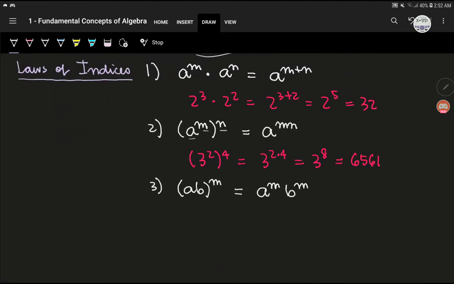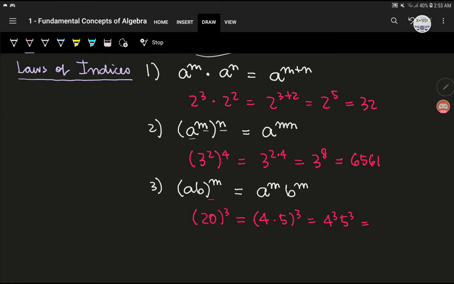So for this law, we have an example. I take a simpler example. Let's say we have 20 to the power of 3. We know that 20 is a product of many numbers, but I prefer to write 20 as a product of 4 and 5. The factors of 20 are 4 and 5. So we can rewrite it as (4 multiply 5) to the power of 3. According to this law, it equals 4 cube multiply 5 cube.